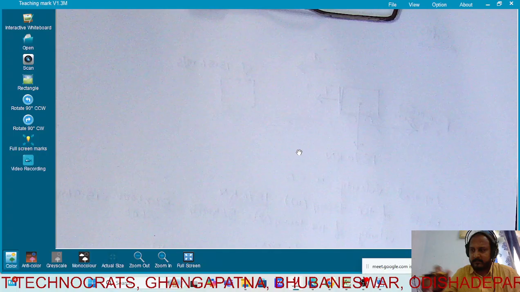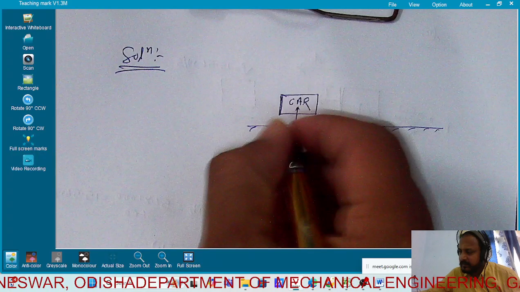Now let us draw the diagram. Always draw the diagram in a very simple way. So let us assume that this is a car as given in the question. The weight of the car is not given to you, so don't worry about it. So this is the car and these are the tires, which is running on a straight level road.